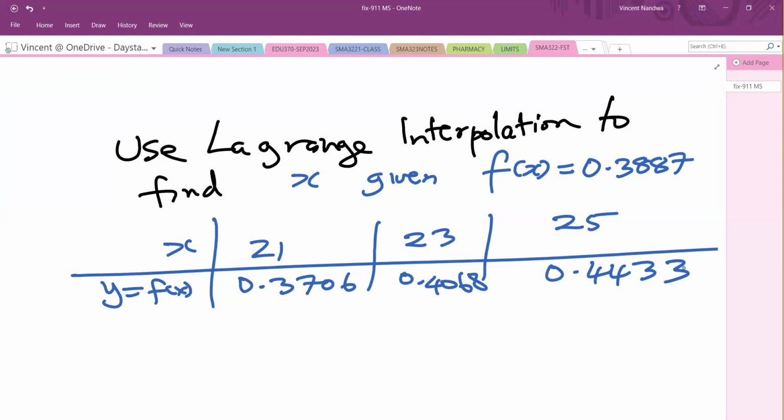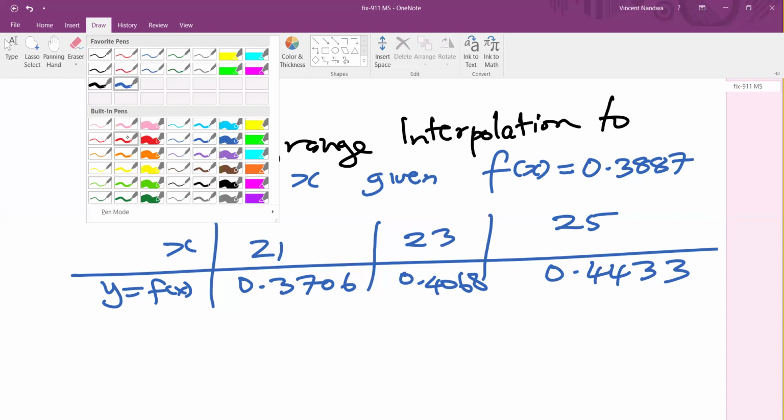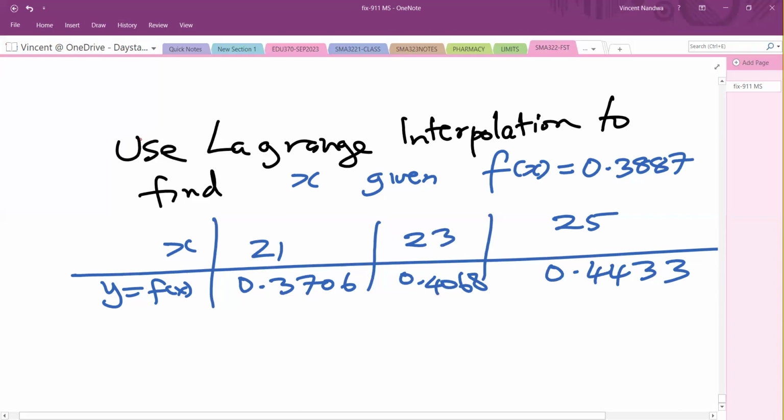So the problem is interested in finding x when the value of f is 0.3887. By default, the first number is what you call x naught, and then this becomes f naught. This second number, you call it x1, and this one f1. This number you call x2, and this one will be your f2.